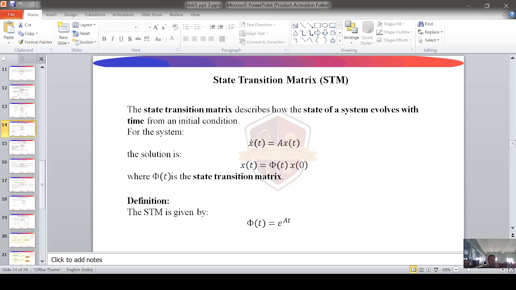Then the state transition matrix, STM. It describes how the state of a system evolves with time from an initial condition. For the system x dot of t is equal to A into x of t, the solution is x of t is equal to phi of t into x of 0. Here phi of t is the state transition matrix. By definition, the STM is given by phi of t is equal to e power At.